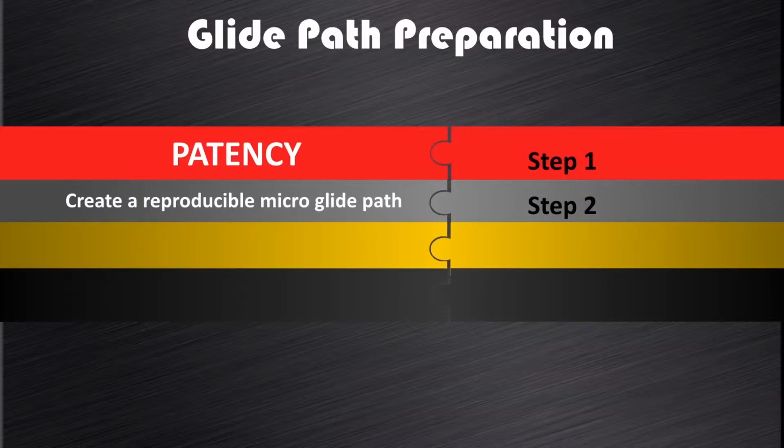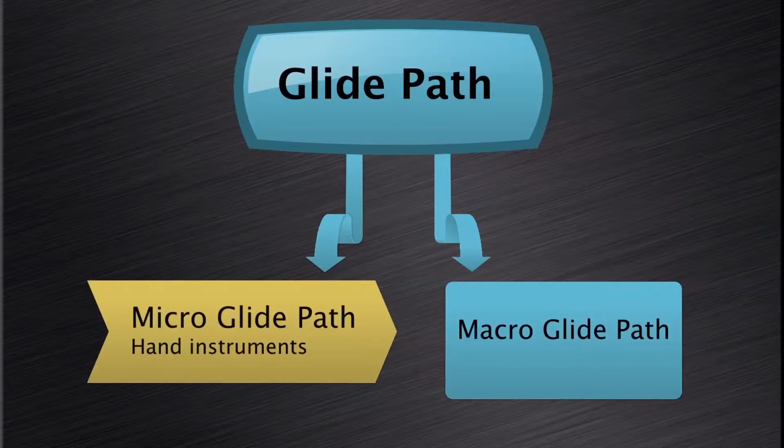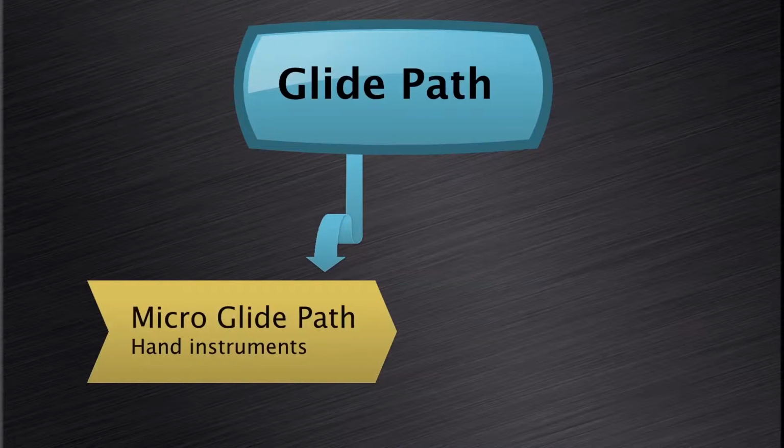The next step towards glide path preparation will be to create a reproducible micro glide path. As you can see from this slide, I like to divide the physical glide path preparation steps into a micro and a macro glide path. Let's first discuss the micro glide path. A reproducible micro glide path can only be prepared with hand instruments, small hand instruments like a size 08 or 10K file, depending on the initial size of the canal.